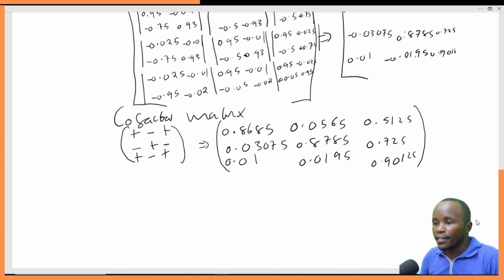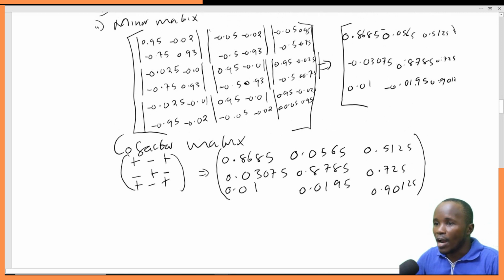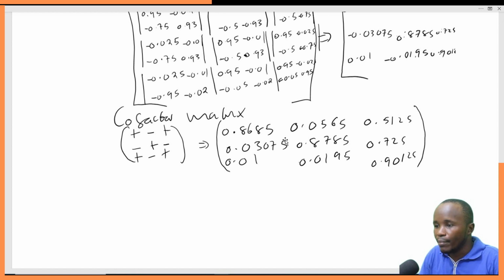How do we find the inverse? The inverse is 1 over the determinant, multiplied by the matrix. You need to find the determinant, because we need the inverse. How do we find the determinant here? If I want to find the determinant, I already have my cofactor here.